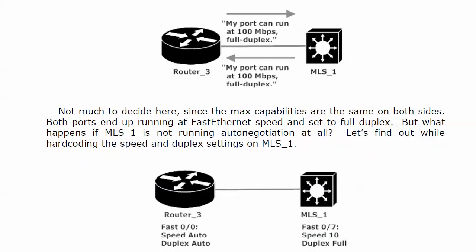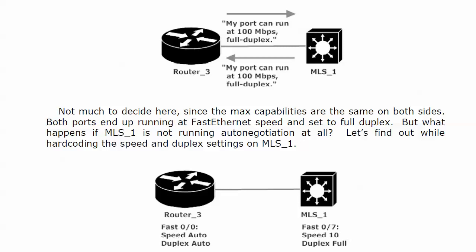And here's what happens first off. We've got router 3 and our multi-layer switch talking to each other, and they're both declaring via their FLPs, hey, the port that I have on this connection can run at up to 100 meg per second, and it can run at full duplex. Not much to decide there really, because the maximum capabilities are the same on both sides. Both ports end up running at fast Ethernet speed, and they're both set to full duplex.